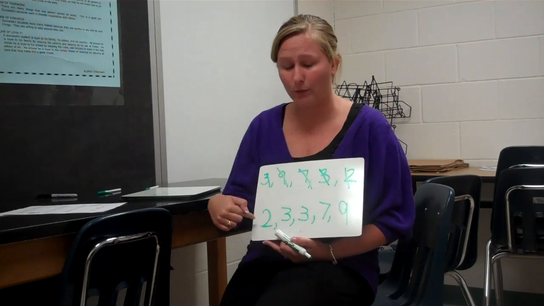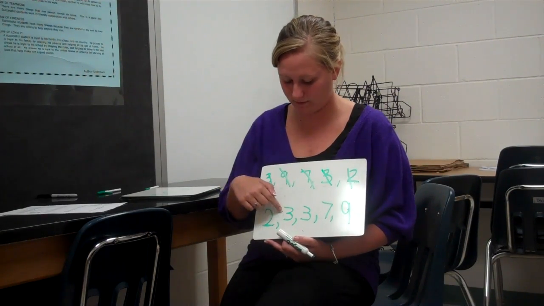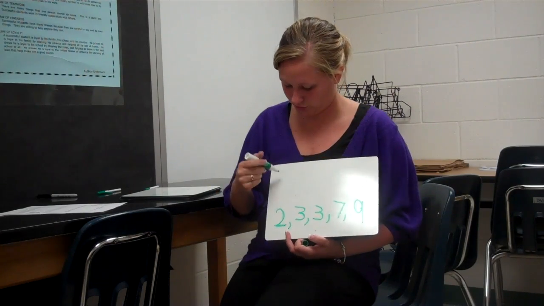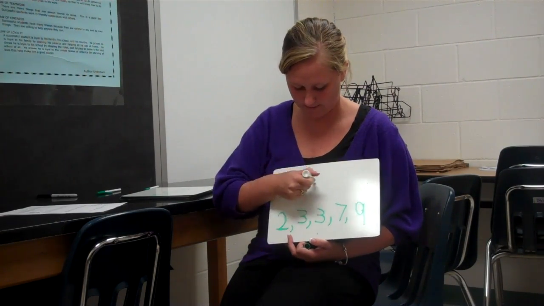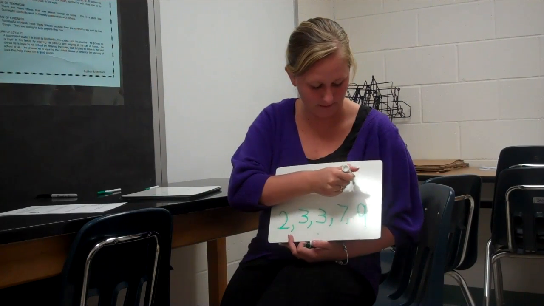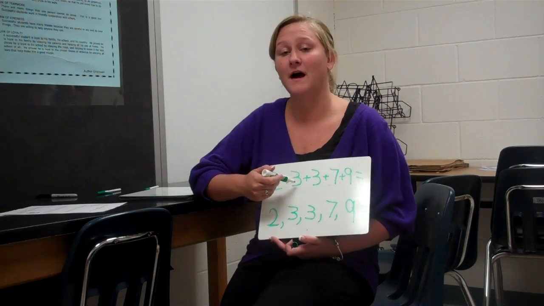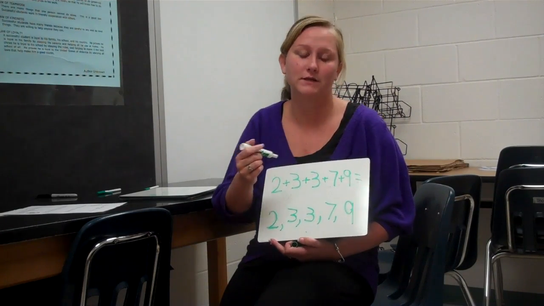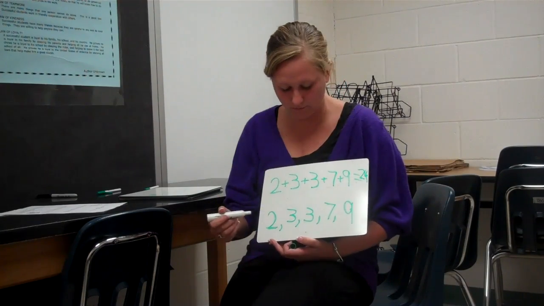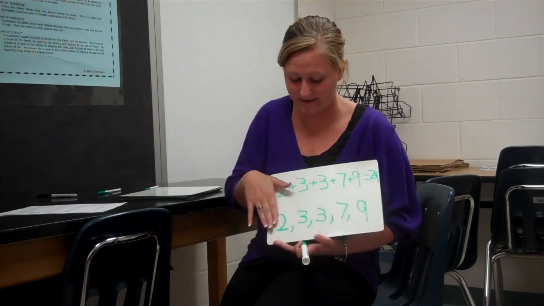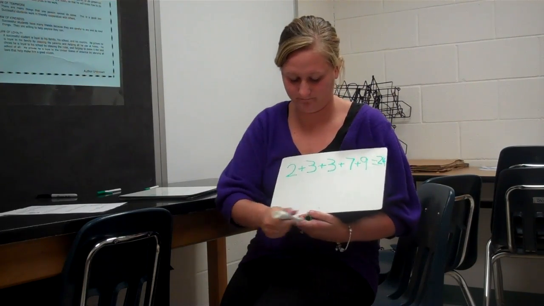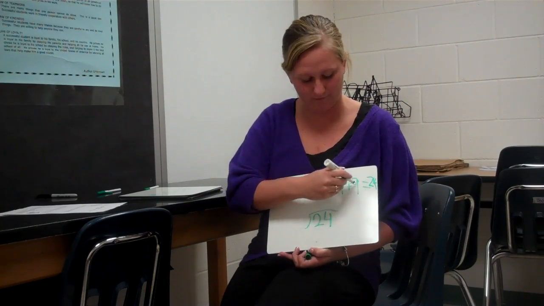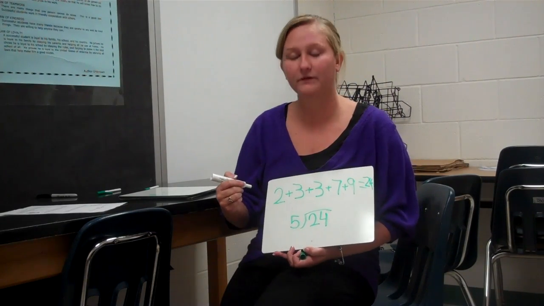Now, when I want to find the mean, what I first need to do is add all the numbers up. So 2 plus 3 plus 3 plus 7 plus 9. 2 plus 3 is 5, plus 3 more is 8. Okay, then 8 plus 7 is 15. 15 plus 9 is 24. Okay, once we've found how much it is added up, we then divide it. So you have to do 24 divided by 1, 2, 3, 4, 5. 5. 24 divided by 5.